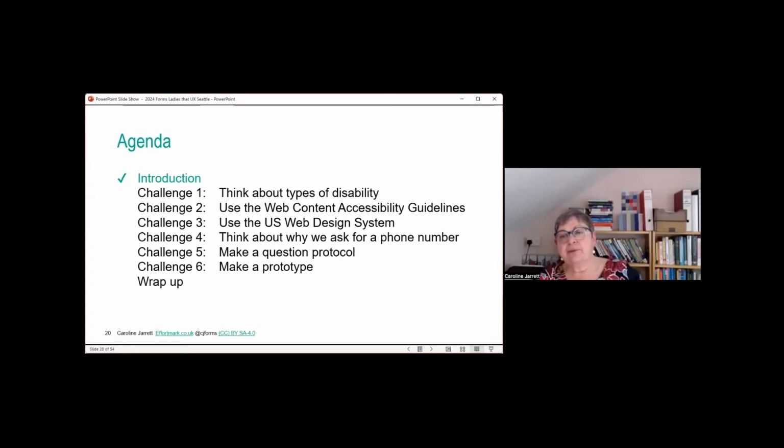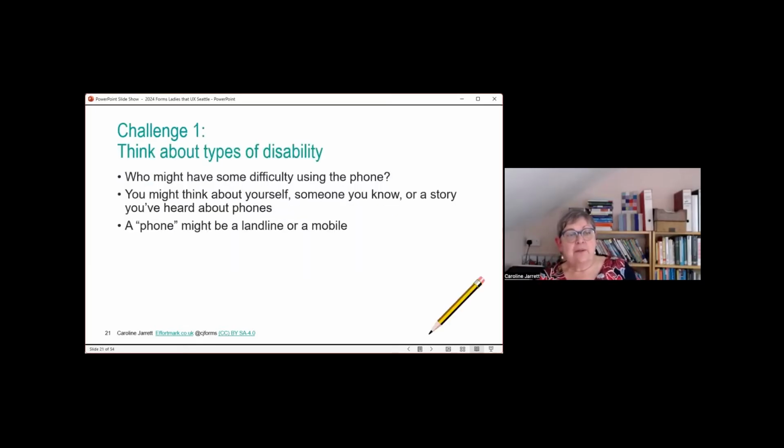So what we're going to do is move a bit beyond just thinking about us and phones. Our first challenge is going to be thinking about different types of disability. I mentioned briefly thinking about someone else who uses a phone, but the next question for us all to muse on a bit is who might have difficulty using the phone? Is there yourself, someone you know, or a story that you've heard about that you might like to share, either by joining in with a comment or in the chat? And this again could be a landline or a mobile, probably a mobile these days, but some of us still have landlines.